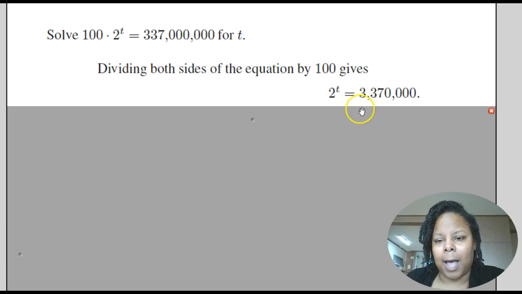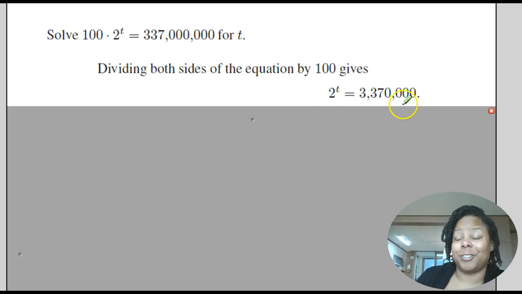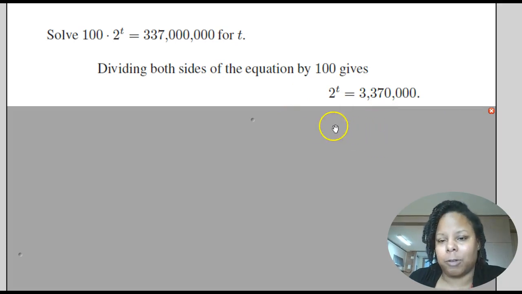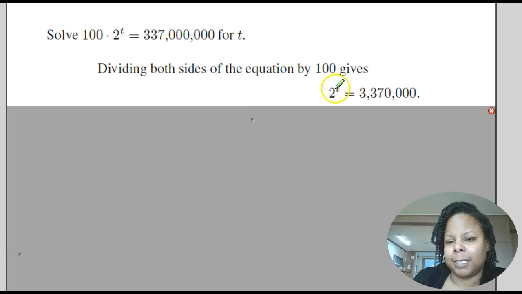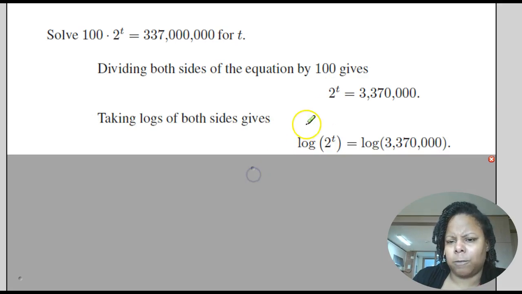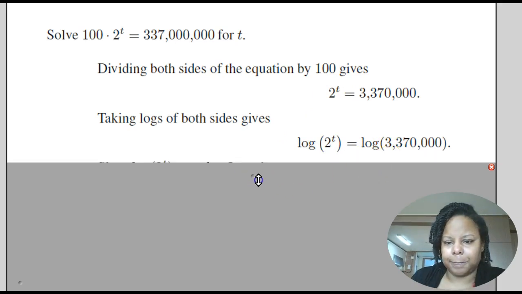3,370,000. I could try and graph this function and find the y value for 3,370,000 and then try and find the x value on the graphing calculator that creates that, or I could use log functions. The way that we use log functions to solve it is I'm trying to get t by itself, and the way you do that is you apply the log to both sides. So take the log of 2 to the t and take the log of 3,370,000.